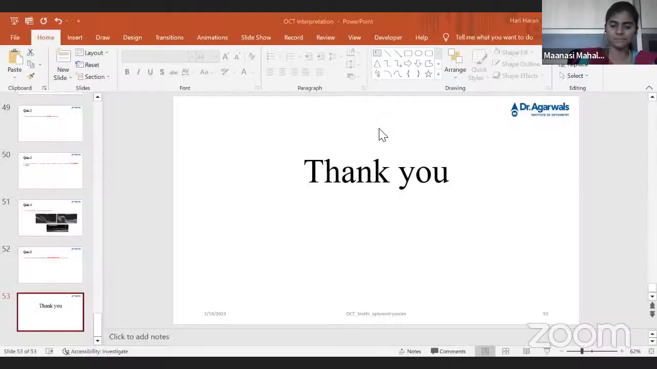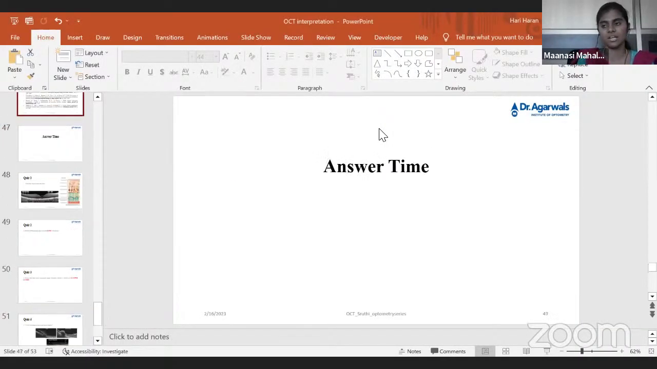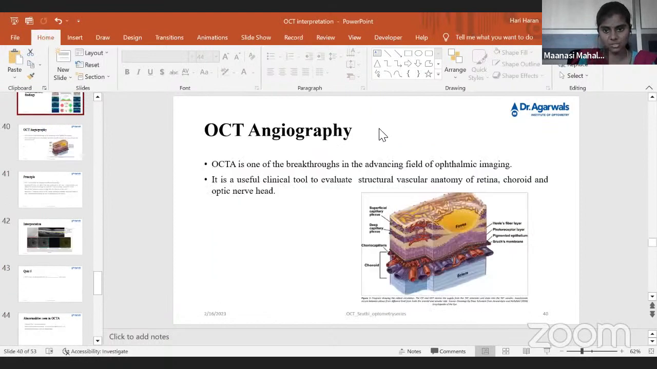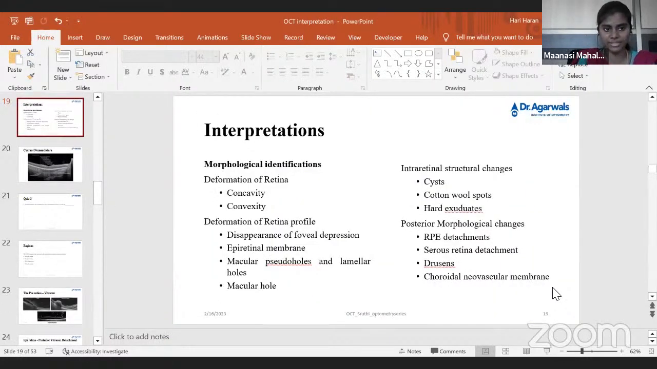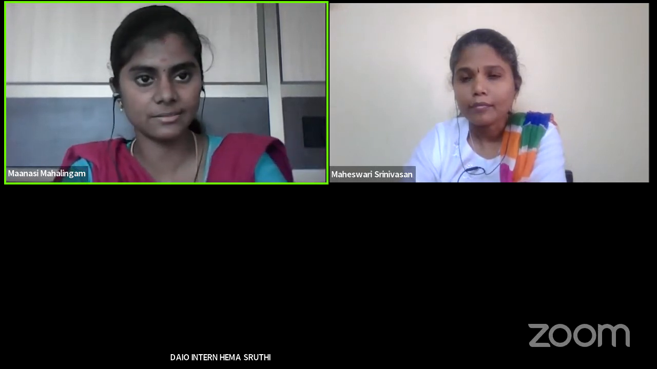It doesn't change. There are a few modifications which are made, especially in the ellipsoid layer, I mean the ISOS junction. I think that has also been included. Yeah, slide number 20. That has also been included in this slide, and this is the conventional thing which we use. I couldn't see the slide. Just a minute, ma'am. Yeah.